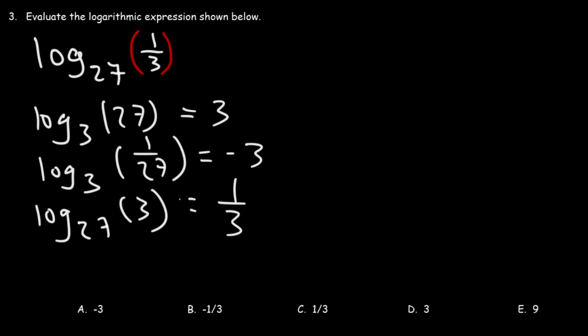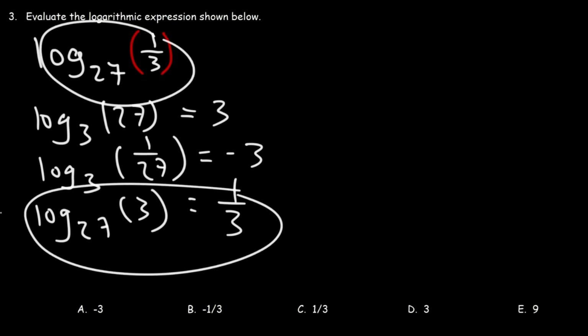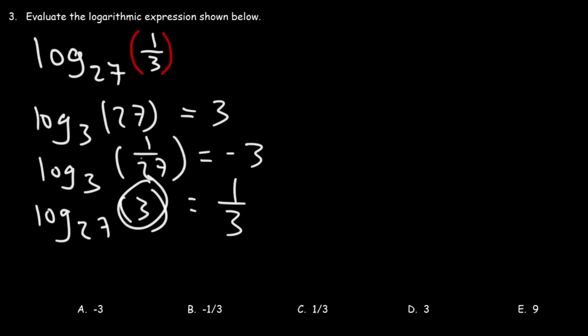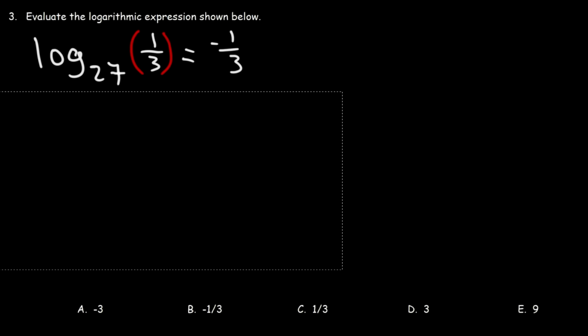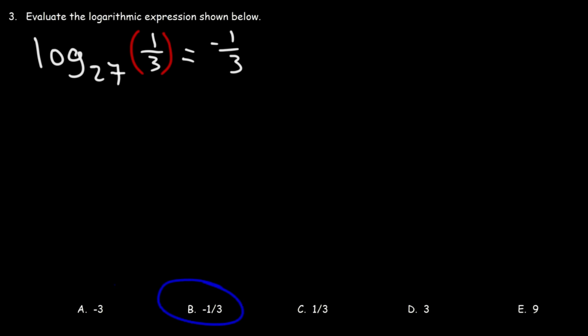Now, if we compare this with this one, if we change 3 to 1 over 3, the positive 1/3 will now become negative 1/3. So the answer is answer choice B. But here's what you can do if you don't want to do it mentally.